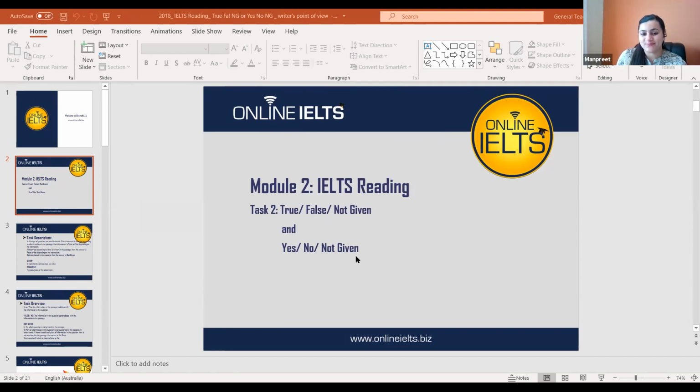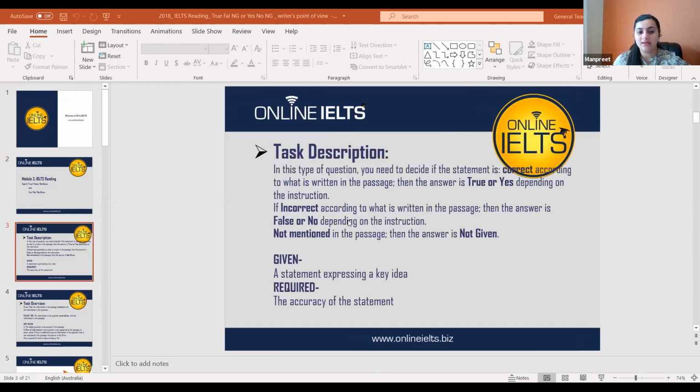So in detail, we'll see the slide, we'll see the strategies, and after that, we'll do a bit of practice in the class. So today's focus in the morning class is on true, false, not given, or you can say yes, no, not given. You get these questions both in general IELTS and academic IELTS, but it's just the difficulty level that's different. Okay, so for true, false, not given, task description, I'll quickly get Andrea to read this part for me, please.